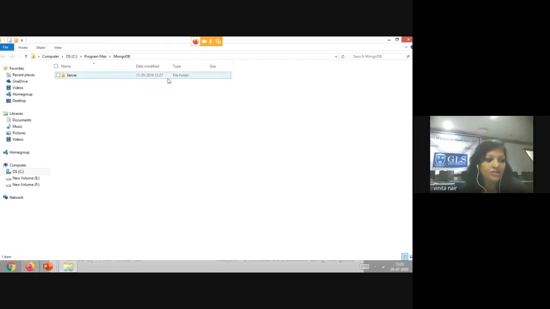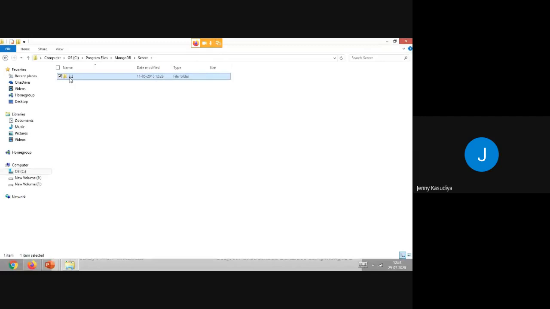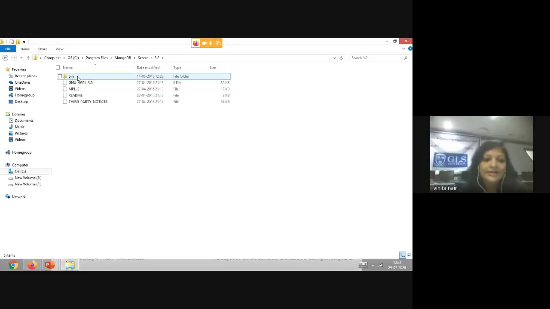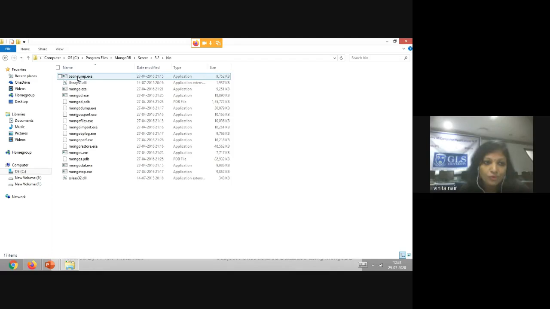So I have already installed my MongoDB, and you can see that as I'm having a Windows machine, it is in my Program Files. In my Program Files, I am having a folder as MongoDB, and I'm having my folder as server. The version which has been installed is 3.2. And inside my 3.2 folder, I am having a bin folder. Okay. Now there are various exe files which are available. Now you just have to use two exe files.